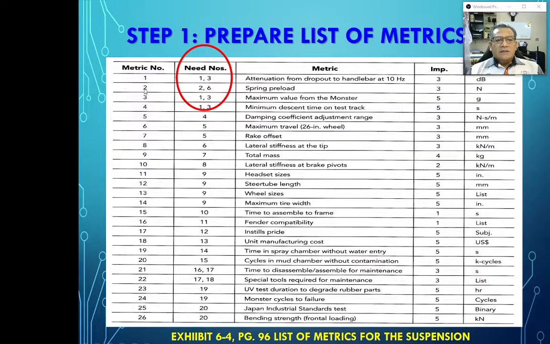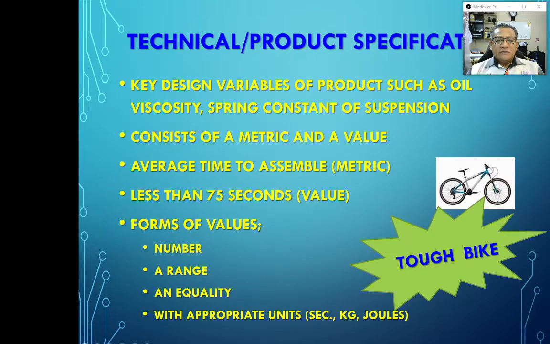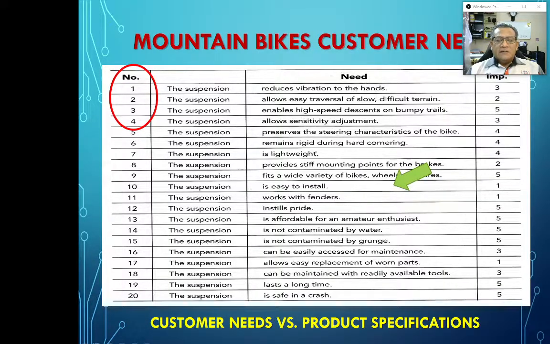For example, for metric number 2, the shock absorber is using a preloaded spring design. It is using a spring, and this is to satisfy customer need number 2 and number 6, right? So what are customer needs number 2 and number 6? Let's have a look at our summary list after your interview. Number 2 is it allows easy traversal of slow and difficult terrain. And number 6, it remains rigid during hard cornering. Okay, difficult terrain and hard cornering, right?